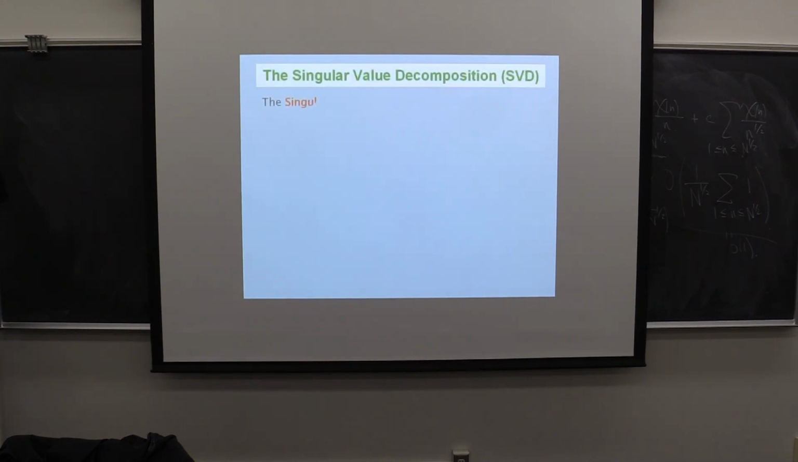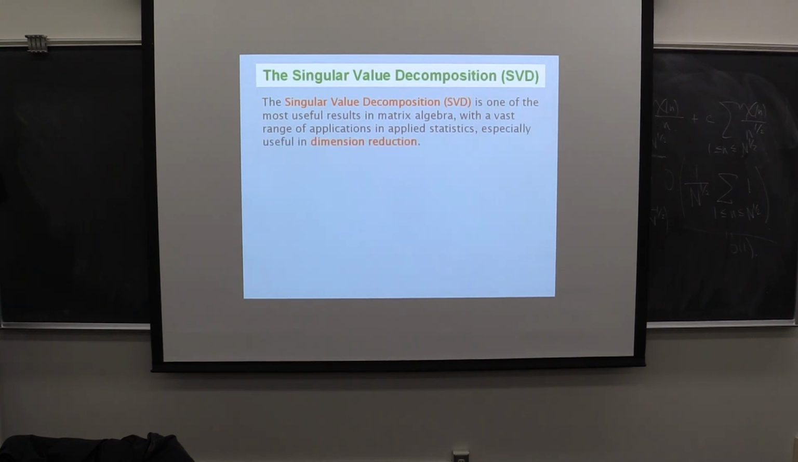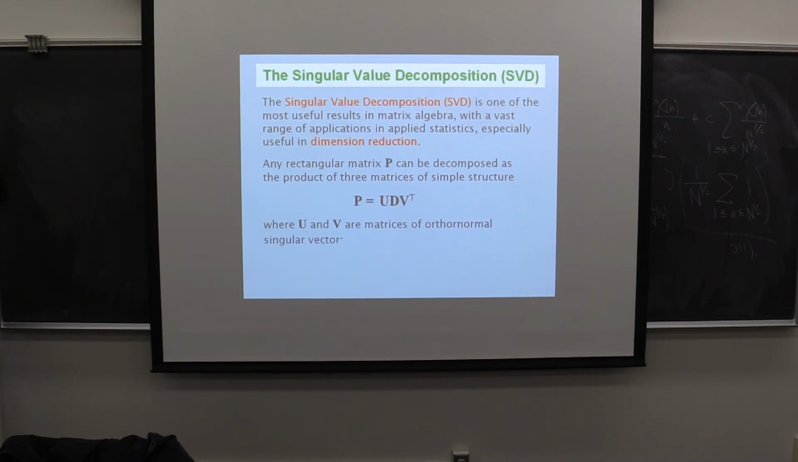The singular value decomposition, or SVD, is one of the most useful results in matrix algebra, with a vast range of applications in applied statistics, especially useful in dimension reduction. Any rectangular matrix P can be decomposed as the product of 3 matrices of simple structure, U, D, transpose of V, where U and V are matrices of orthonormal singular vectors, and D is a diagonal matrix of positive singular values in the ascending order.